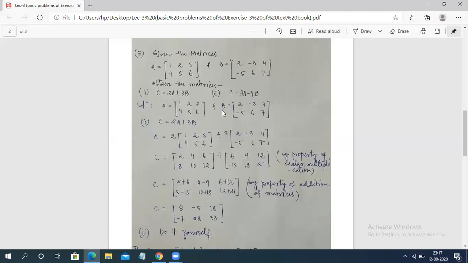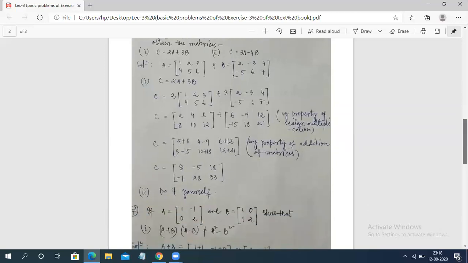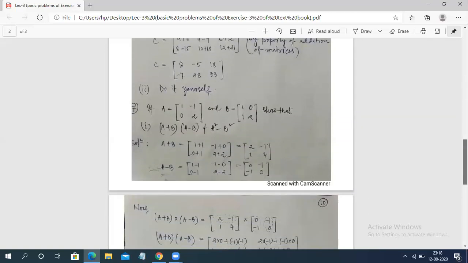In a similar way, we can also find out the value of C, where C is given as 3A minus 4B. You have to multiply the matrix A with the constant 3, then you will get 3A. Similarly, you have to multiply this matrix B with the scalar quantity 4 and you will get 4B. Then by the property of subtraction, the corresponding elements of 3A and 4B will get subtracted from each other. So you can do it by yourself very easily.